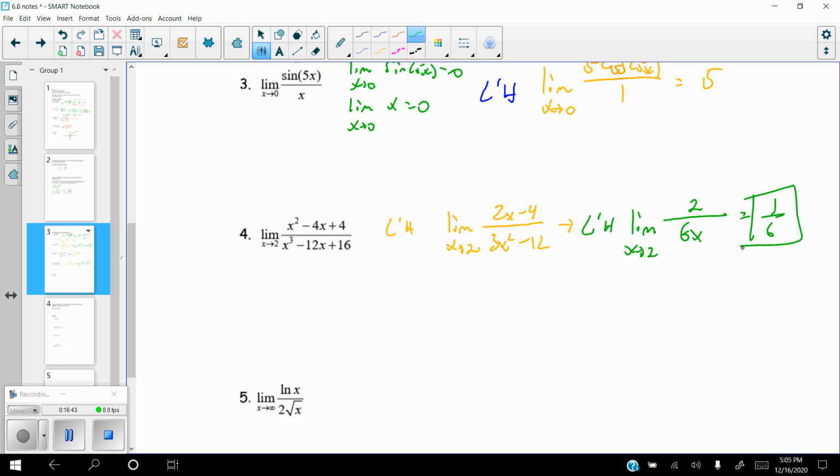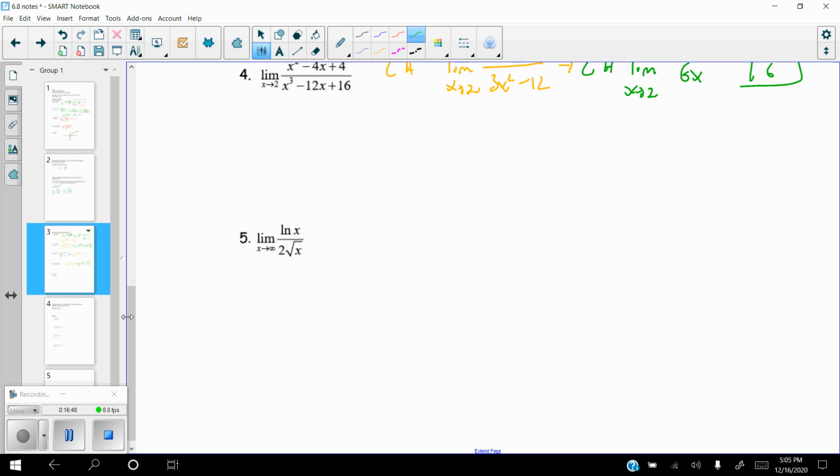But again, it has to be in the form of 0 on the top, 0 on the bottom, or an infinity over an infinity, which is what we're going to run into with number 5. If we were to plug infinity into both, the natural log of x, you saw from the graph, goes off to infinity. It goes very slowly, but it does go off to infinity. The limit of 2 square root of x as x approaches infinity also goes off to infinity. So you would have infinity over infinity, which means we can apply L'Hopital's rule.